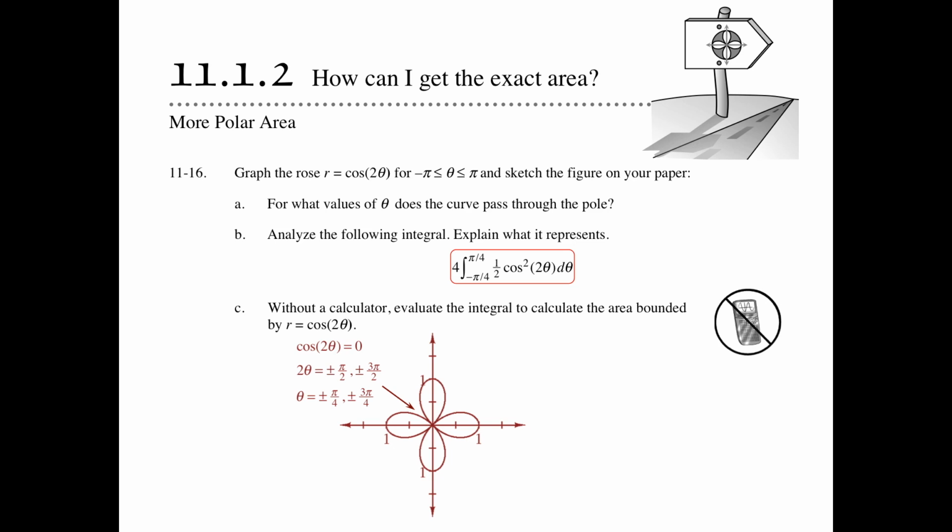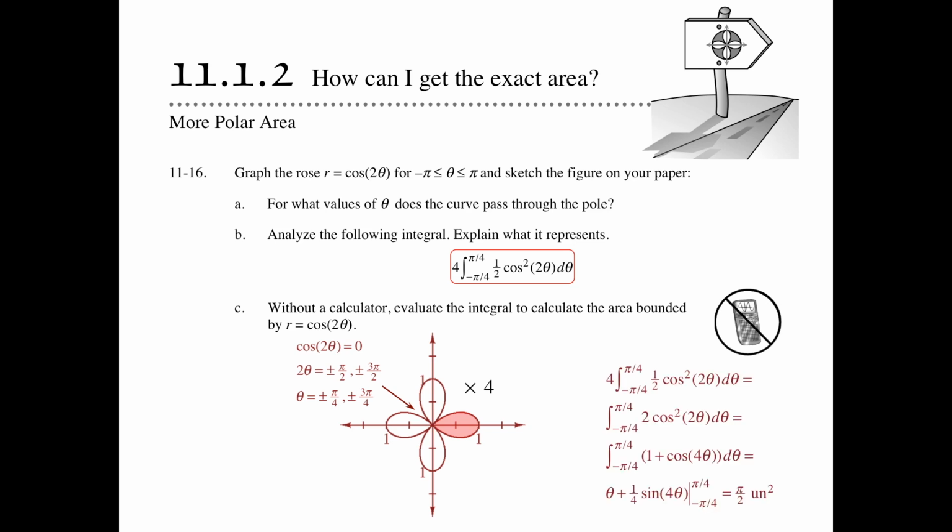Now, as you circulate, check in with teams to make sure that they understand that the setup in Part B illustrates a way to find that area using just one petal, the one between negative pi over 4 and pi over 4, and then quadrupling it. Now, finally, Part C will have teams evaluate that integral without a calculator. This gives you another opportunity to embed a review of trig identities into your calculus lesson.